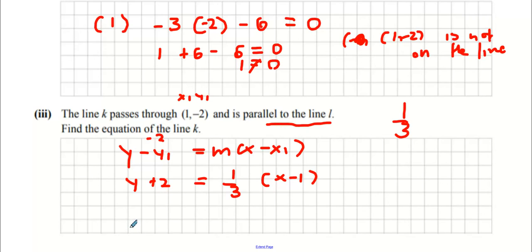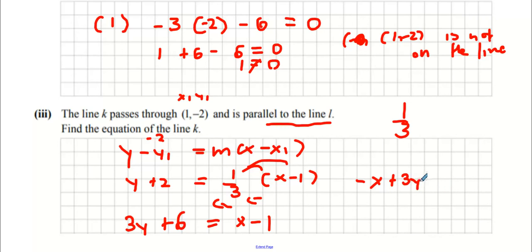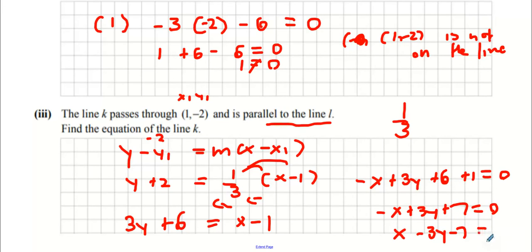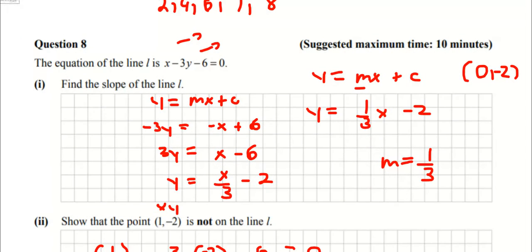Multiply the left by 3, so it's going to be 3y plus 6. Multiply the right, it's x minus 1. Move both things to the left, so it's minus x plus 3y plus 6 plus 1 equals 0. Minus x plus 3y plus 7 equals 0. Multiply both sides by minus 1: x minus 3y minus 7 equals 0. And we're done. Okay, question 8.